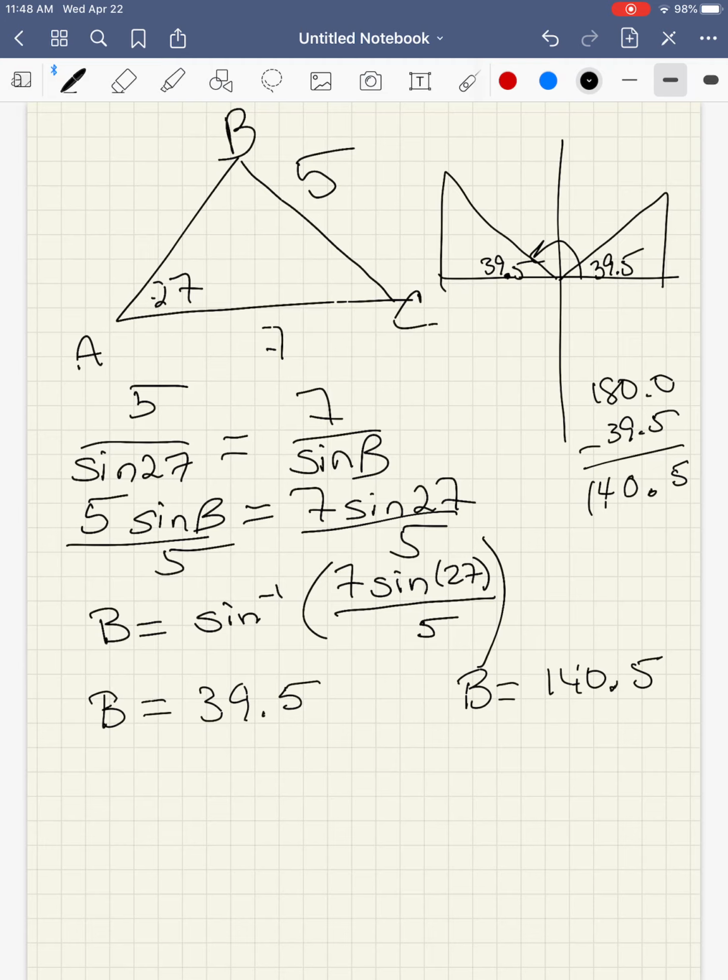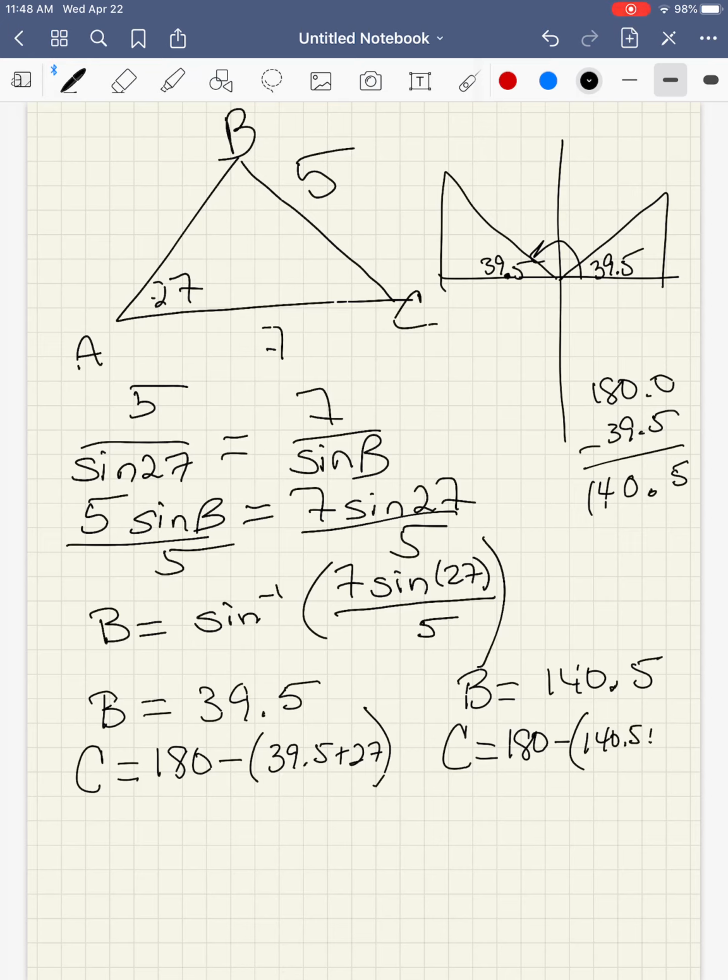So we can find angle C now for each case, because it's 180 minus the sum of the other 2, which would be 39.5 plus 27. And then over here, angle C would be equal to 180 minus 140.5 plus 27. Now, here's where you'll know whether you actually have 2 triangles or not. If you add this right here, which I get 167.5, if you add these 2 and that's over 180, then you can't have a triangle because there would be no room for a third angle.